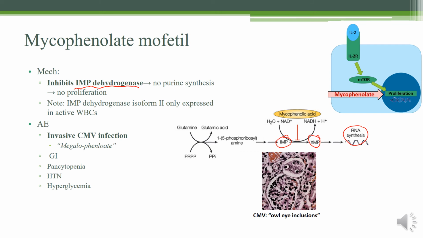What you want to remember is that it only works on isoform 2. So you only really get inhibition of white blood cells without actually affecting the rest of your body. You don't get a lot of the symptoms of GI problems or whatnot from it. Now, a notable side effect of this drug is going to be a cytomegalovirus infection. This virus infects a lot of the general population, but most people with an intact immune system never really experience it.